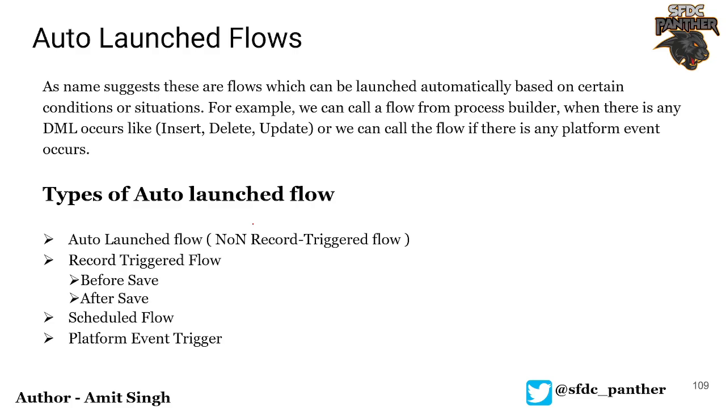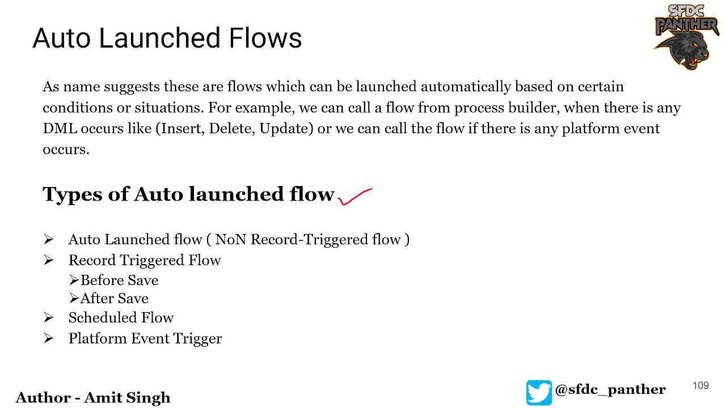So autolaunched flows, as the name indicates, are flows that are automatically launched based on some conditions or some evaluations that we are doing. We can launch these flows from our Process Builder as well as from our record-triggered flows. For example, if we want to create, insert, update, or delete any other records, query some records, make some callouts, or call some Apex classes, we can use these autolaunched flows.